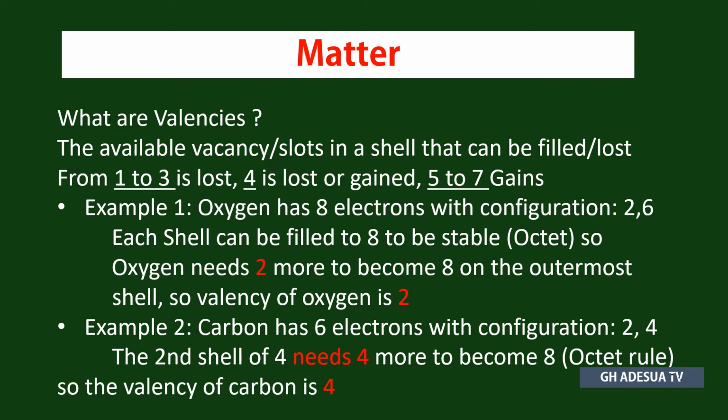Now, when you write the electronic configuration, the number at the end is the outermost shell's number of electrons.